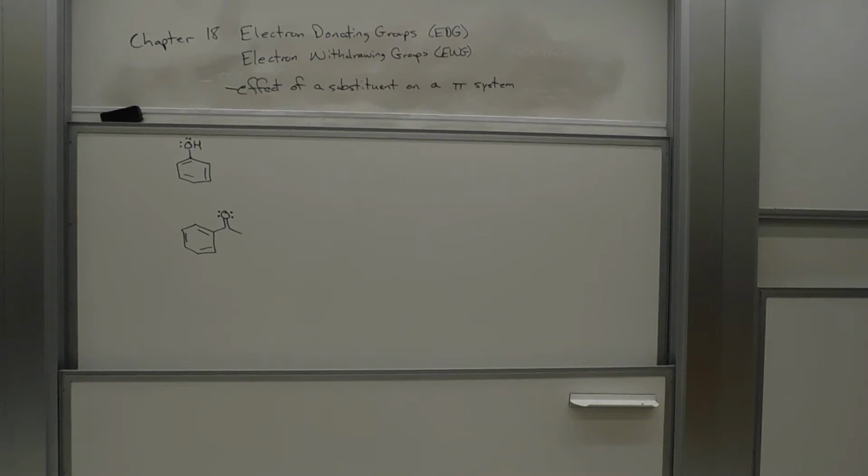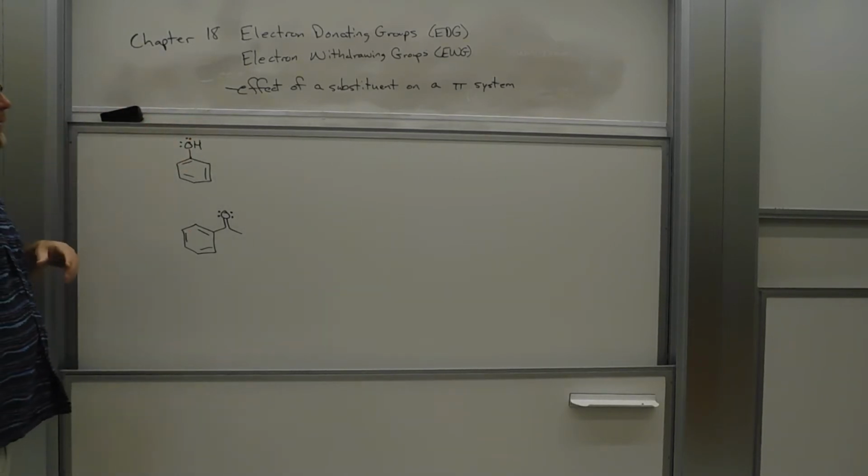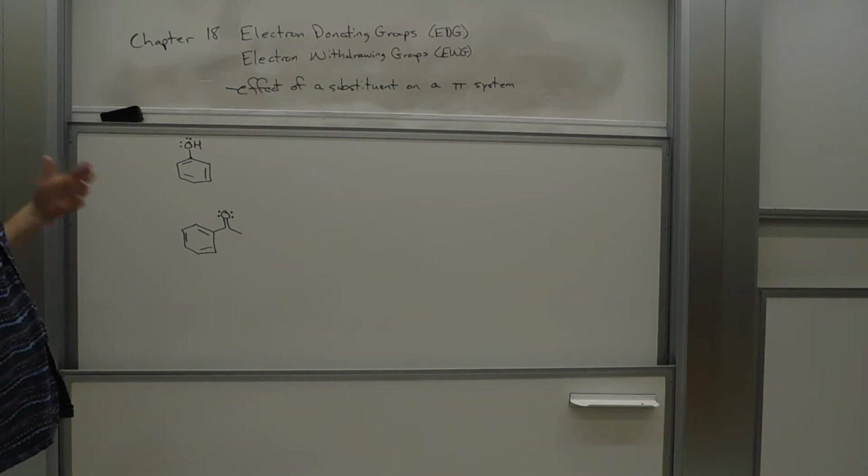All right, now a mini lecture in chapter 18 on electron donating groups and electron withdrawing groups. So we looked at this a little bit in chapter 16 in relation to the Diels-Alder reaction. And so after you watch this, maybe go back and review some of that about the Diels-Alder.